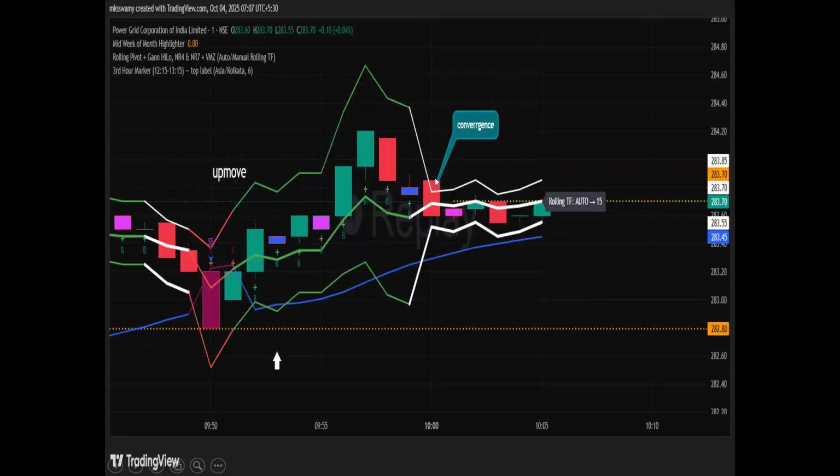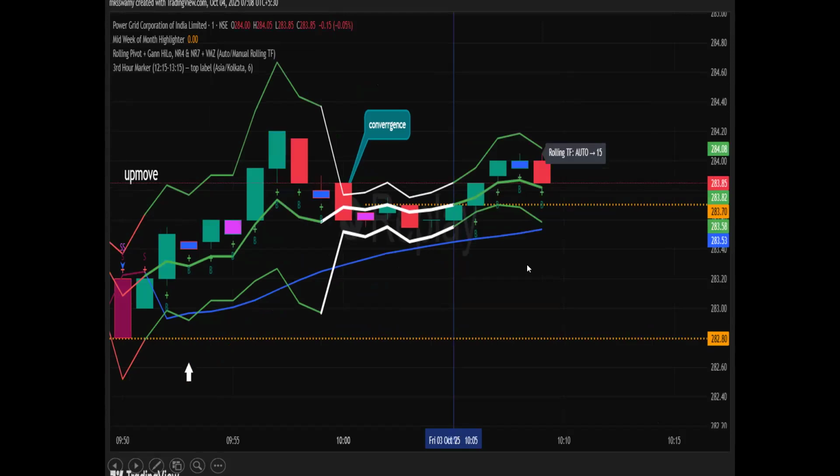Now, after the convergence, pivots have opened up. These white color pivots are neutral. They are telling it is a neutral behavior. But with the neutrality of the behavior and the balance line, the price is consolidating beneath the balance line. Price is telling that, and the Gann Hilo trend has not done anything.